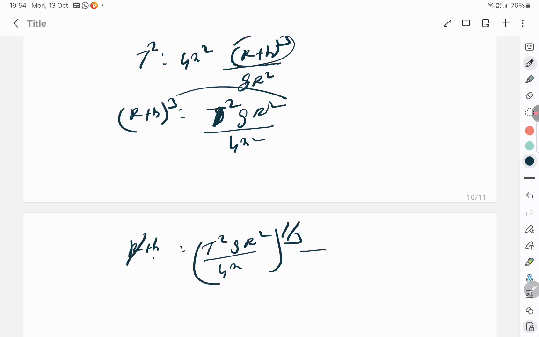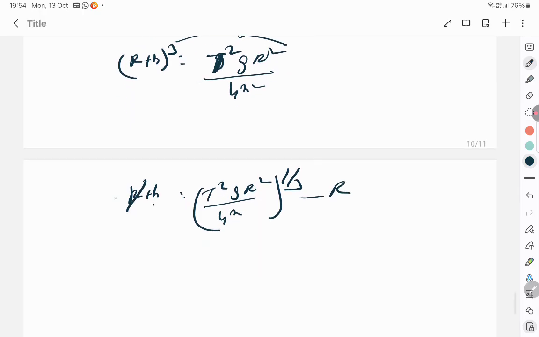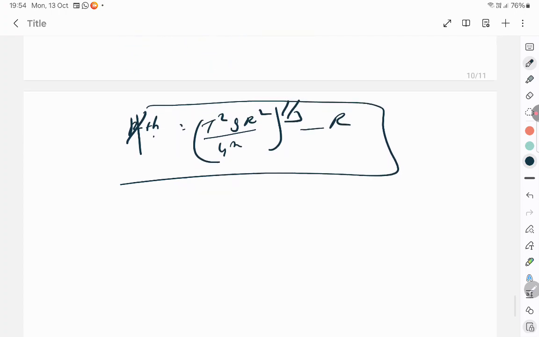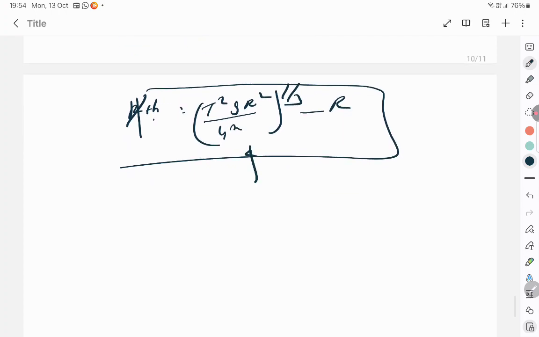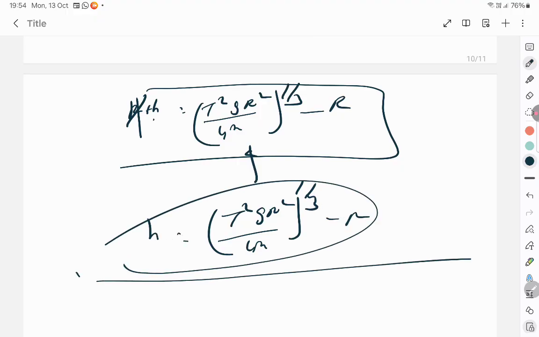Now you want h, so take the r to the other side. This is the formula to find the height. I remember this formula because I squared the time and I wrote capital GM as small g r square, and I had a 2 pi which became a 4 pi here. Just remember this: (T square g r square by 4 pi square) whole to the power 1 by 3 minus r is what is height h. That's all for today. Just go through all this and come.